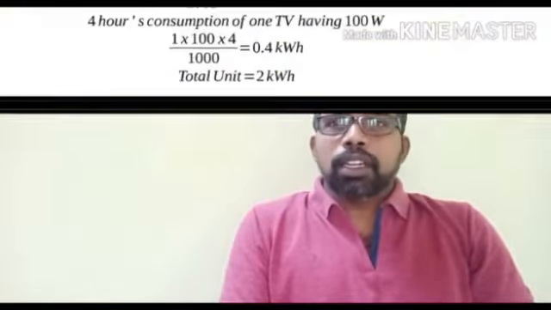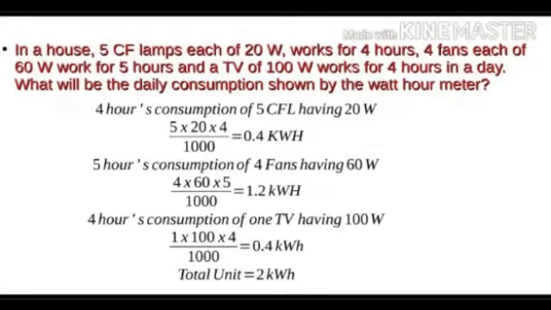So first, 4 hours consumption of 5 CFL having 20 watt can be calculated by 5 into 20 into 4 by 1000, that is 0.4 kilowatt hour. 5 hours consumption of 4 fans having 60 watt, that is 4 into 60 into 5 by 1000, is equal to 1.2 kilowatt hour. Then 4 hours consumption of 1 TV having 100 watt, that is 1 into 100 into 4 divided by 1000, is equal to 0.4 kilowatt hour. So the total unit is equal to 0.4 plus 1.2 plus 0.4, which is equal to 2 kilowatt hour.